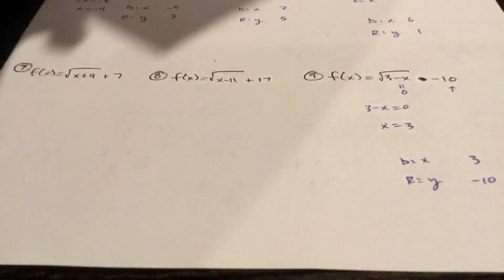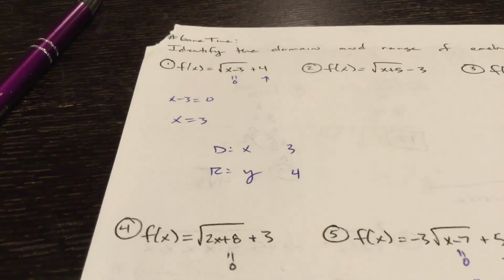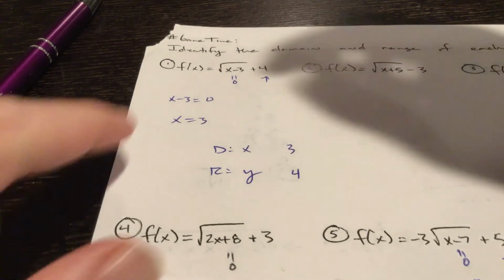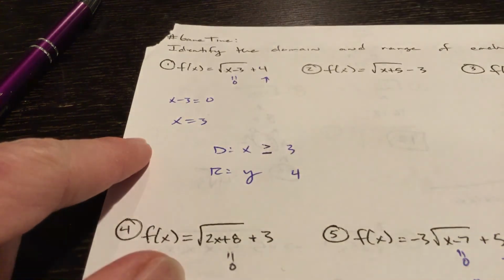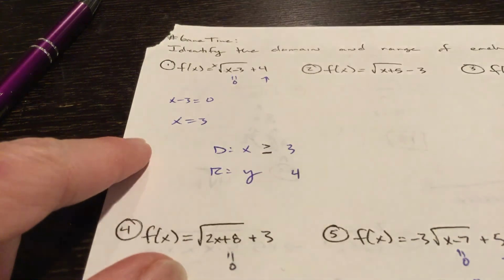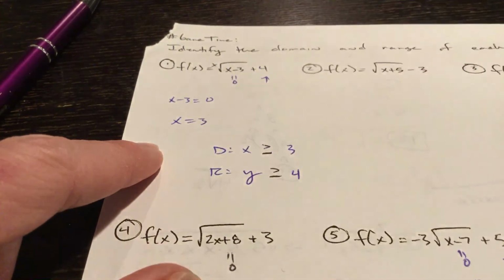All right, so here we go. Page 12, hashtag game time. I'm going to do some of these with you. Set x minus 3 equal to 0. You get x is 3. Again, this is a positive x on the inside, so it's greater than or equal to 3. And overall, this is a positive root of x, so y is greater than or equal to 4 for the range.